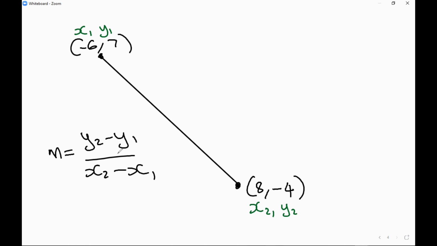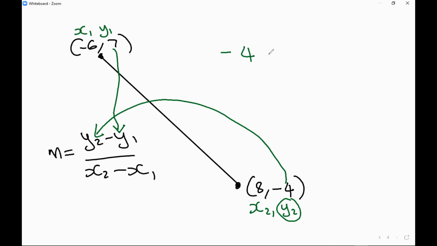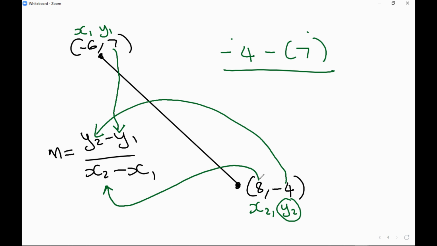If I substitute this in here, remember I've got to put the negative 4 in there because that's y2, right? And then y1 is 7, so that goes in there. So it's negative 4 minus 7. Here's y2 and y1. x2 will go in here, and x1 will go in there. So x2 is 8 minus, it's a minus there, x1 is negative 6.